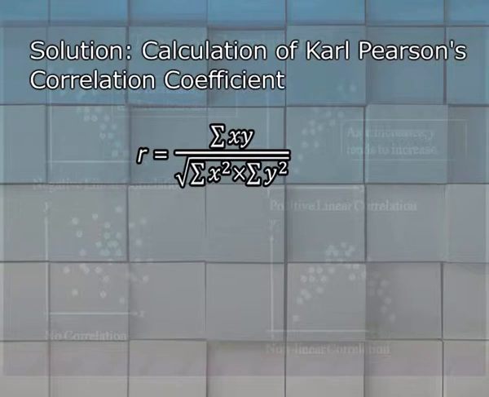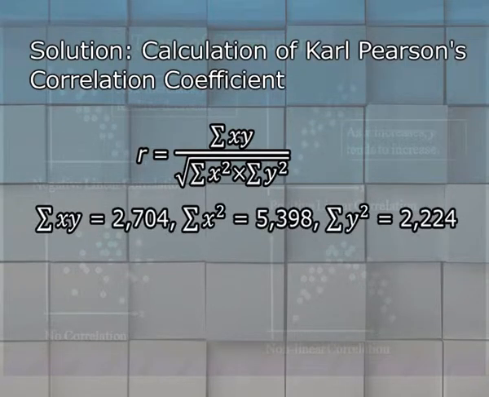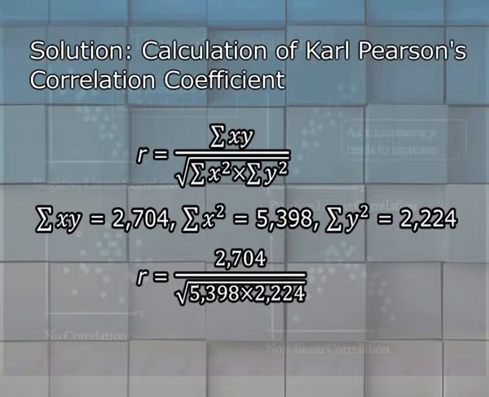Again, we are applying the formula r equals sigma xy divided by under root sigma x square into sigma y square. Now from the table, we can easily calculate sigma xy, which comes out to be equal to 2704, sigma x square, which comes out to be 5398, and sigma y square, which is 2224. So now we are plugging all these values in the formula, and we get r equals 2704 divided by under root of 5398 into 2224.